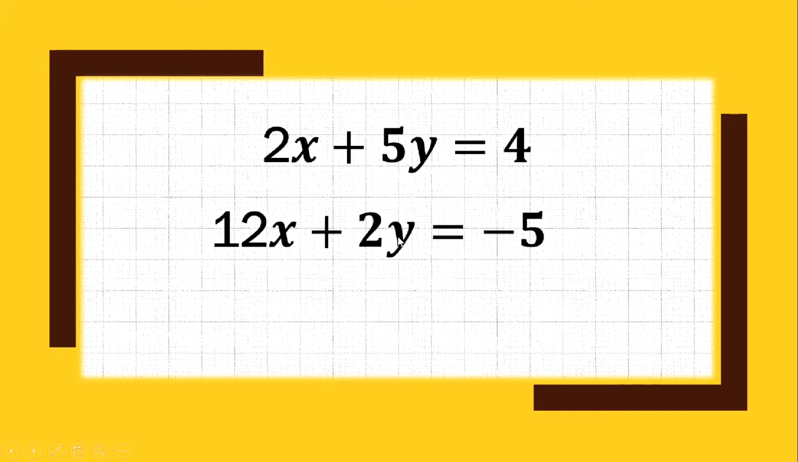We usually see equation of lines written this way. Let's say we have 2x plus 5y equals 4 and 12x plus 2y equals negative 5. So these two equations are examples of linear equation in two variables. Two variables kasi may two variables na present sa kanila. We have the variable x and the variable y.